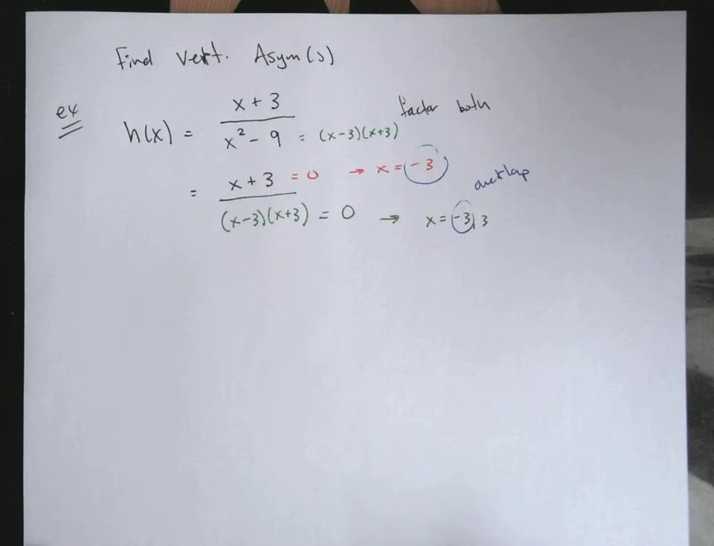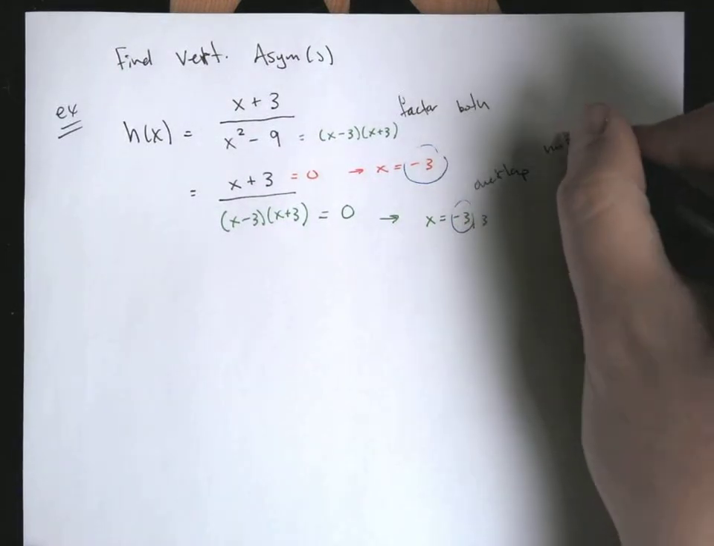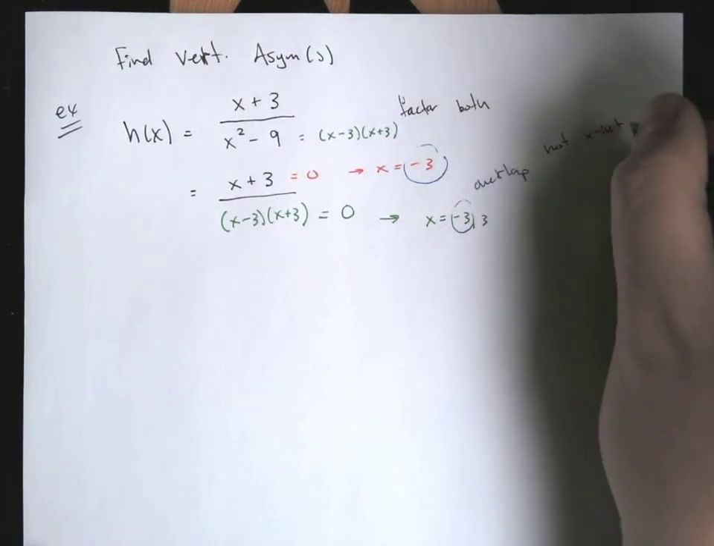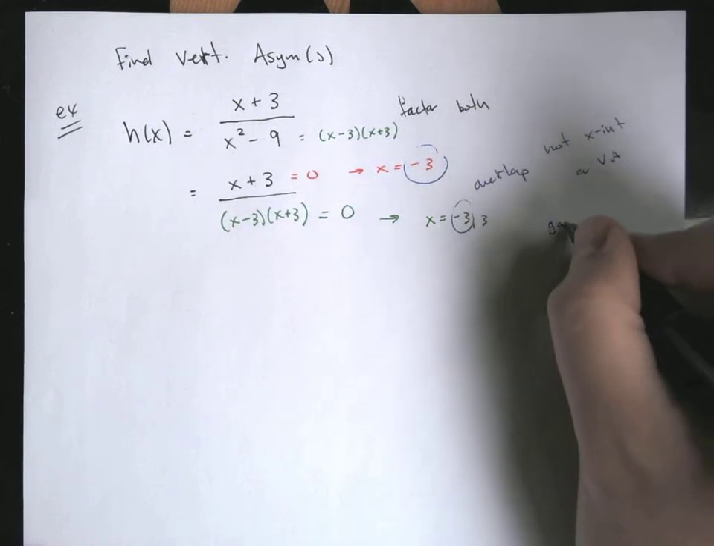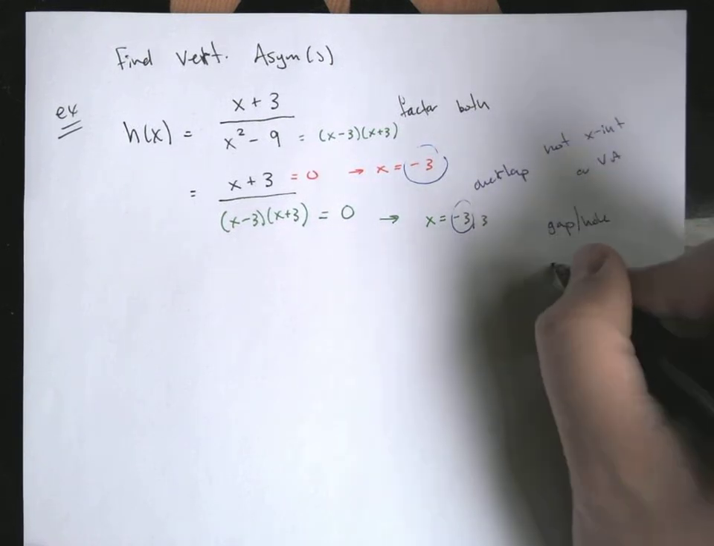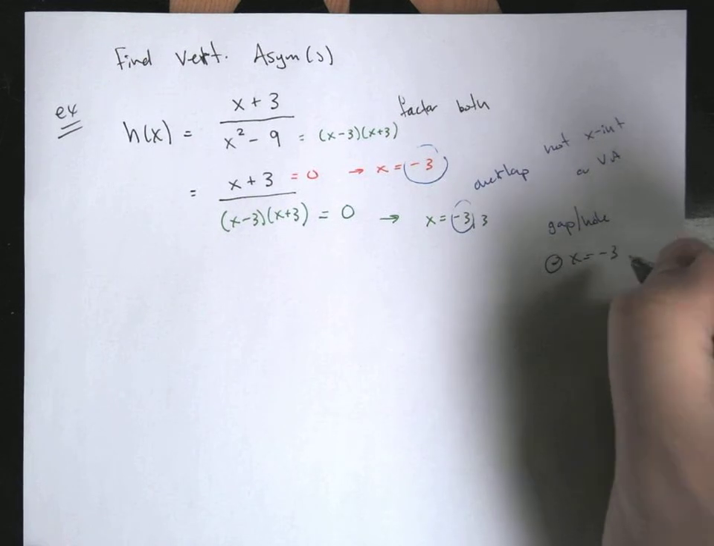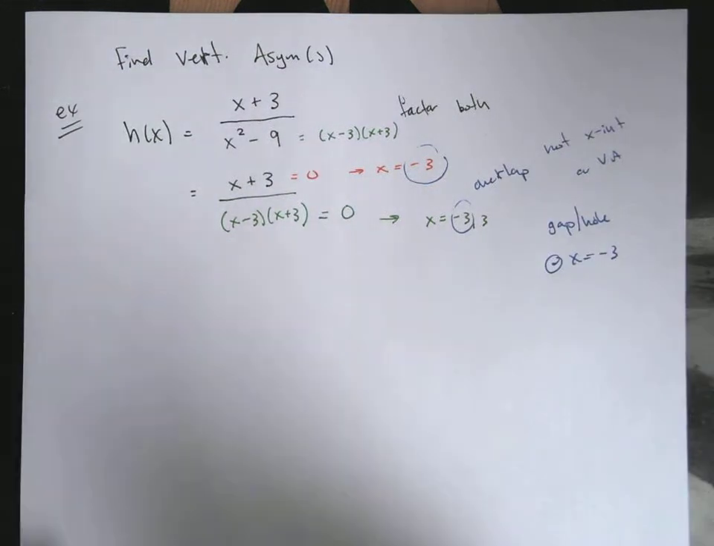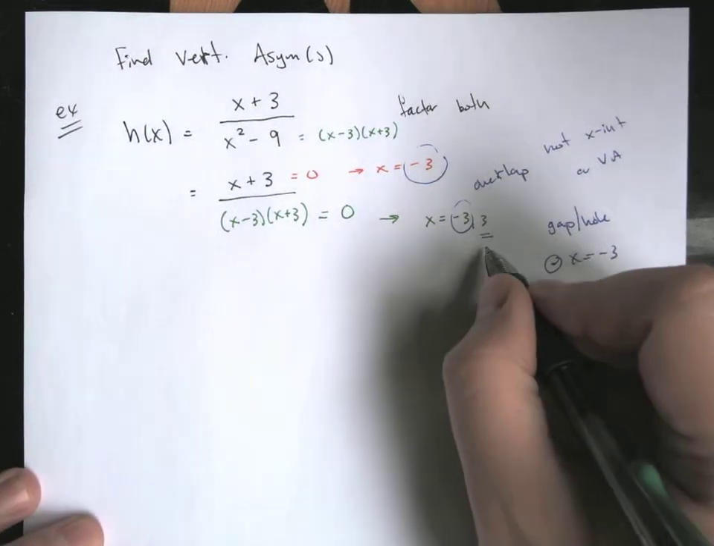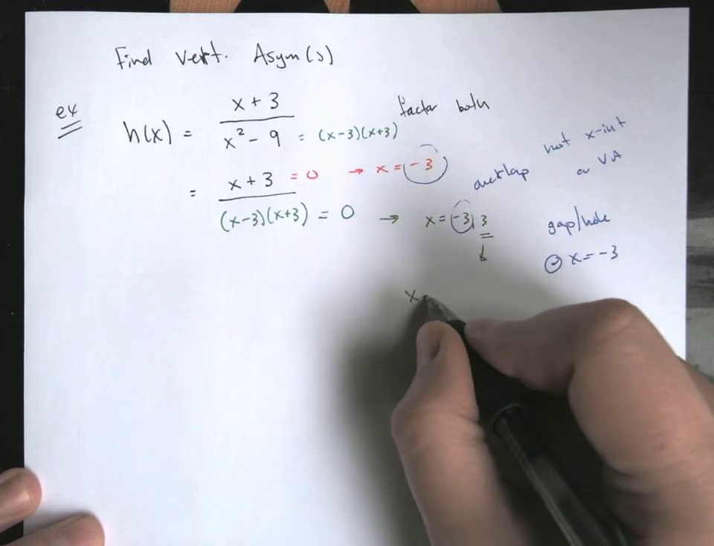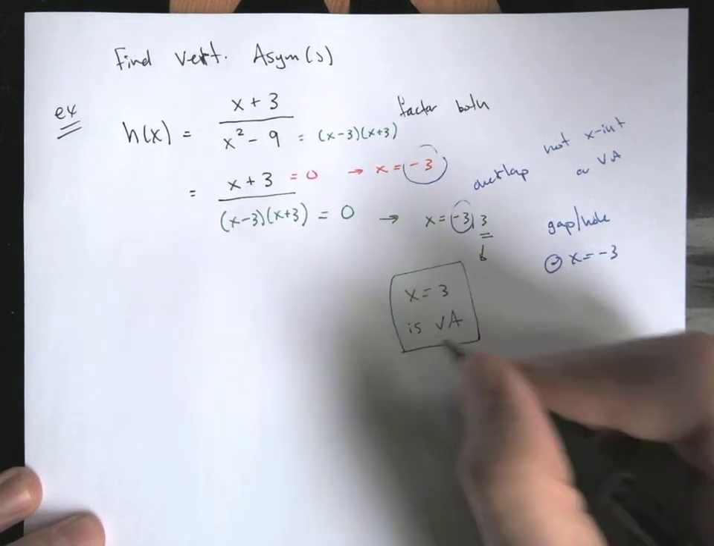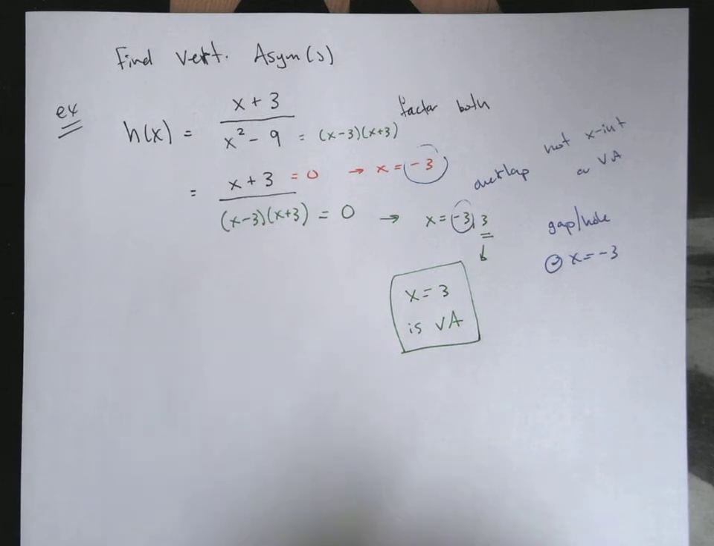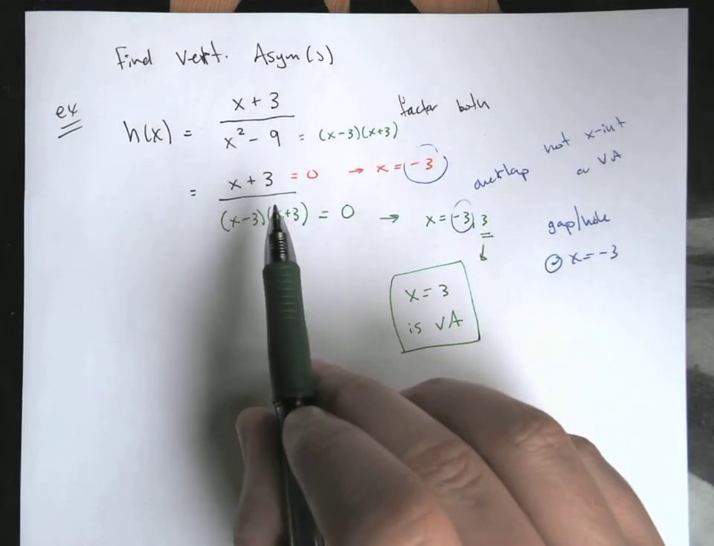What that means is that's not going to be, for us, an x-intercept or a vertical asymptote. That means we're going to have a gap or a hole at x equals minus 3. Just to check the box, x equals 3 is going to be a vertical asymptote, right? Because that doesn't exist up top.